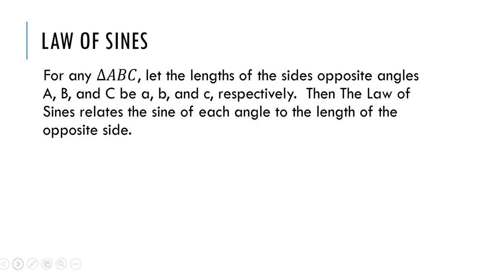Law of sines says this. For any triangle ABC, let the lengths of the sides opposite to the angles A, B, and C be sides A, B, and C. All that means is that if angle A is here, side A is here. Angle B is opposite side B, and angle C is opposite side C. If that's the case, the law of sines relates the sine of each angle to the length of the opposite side.